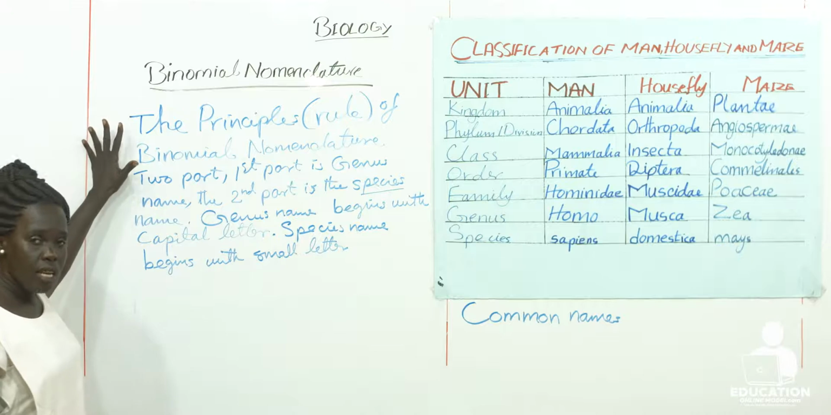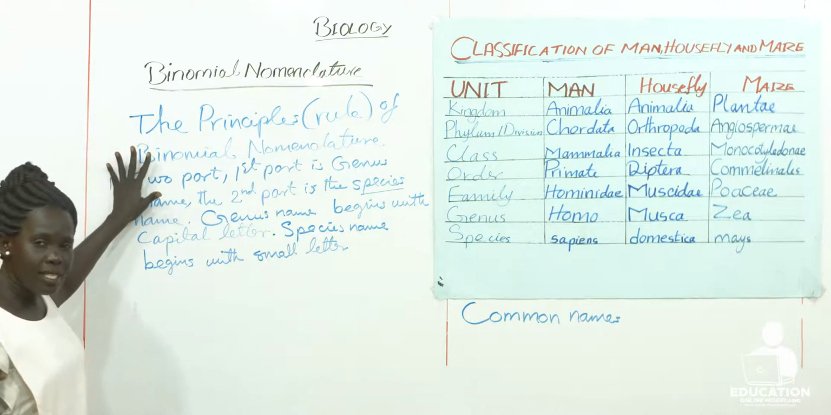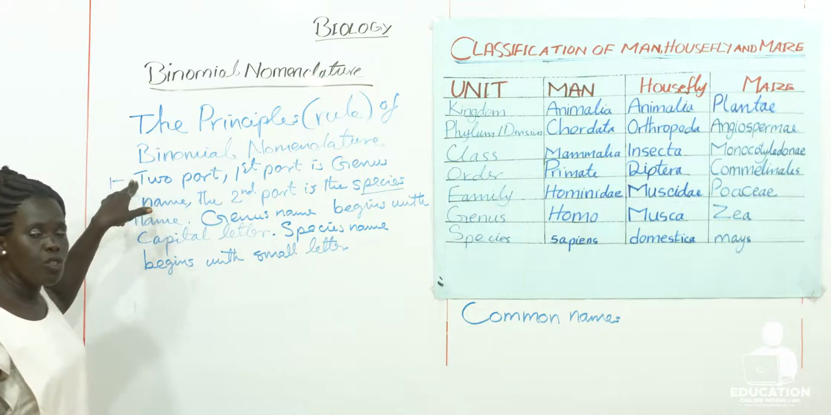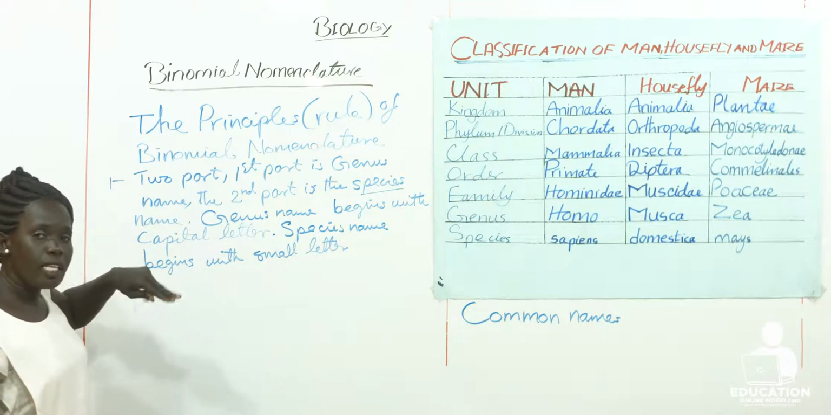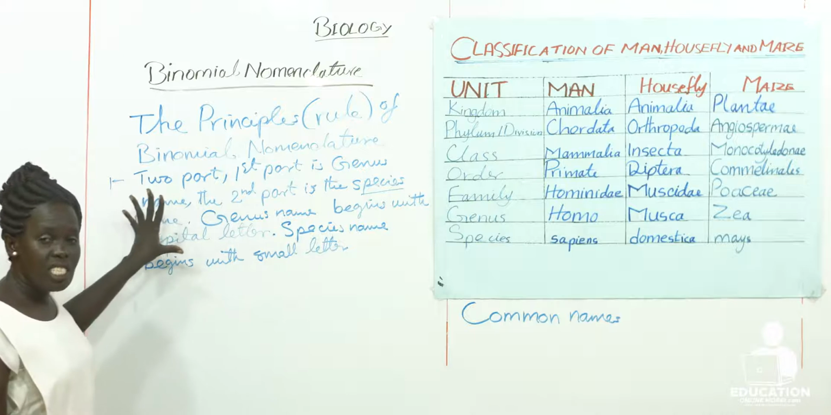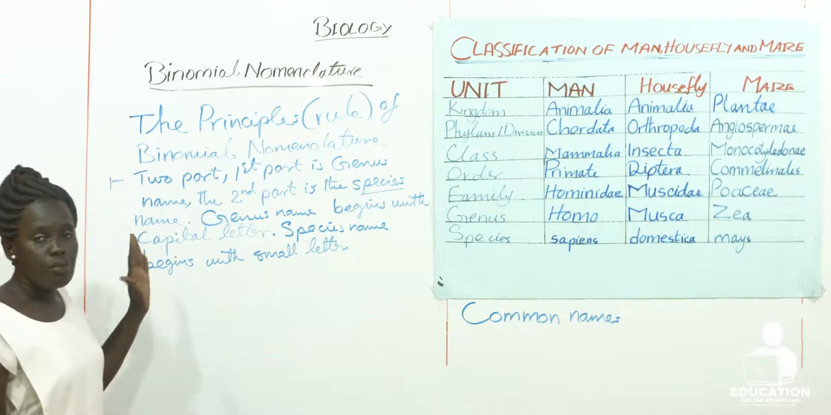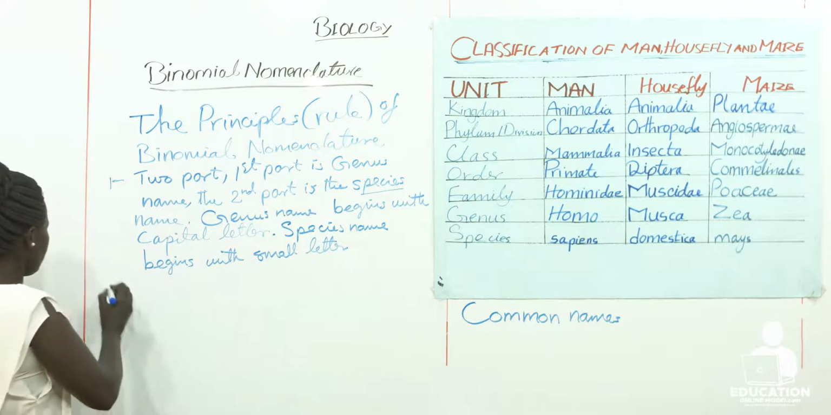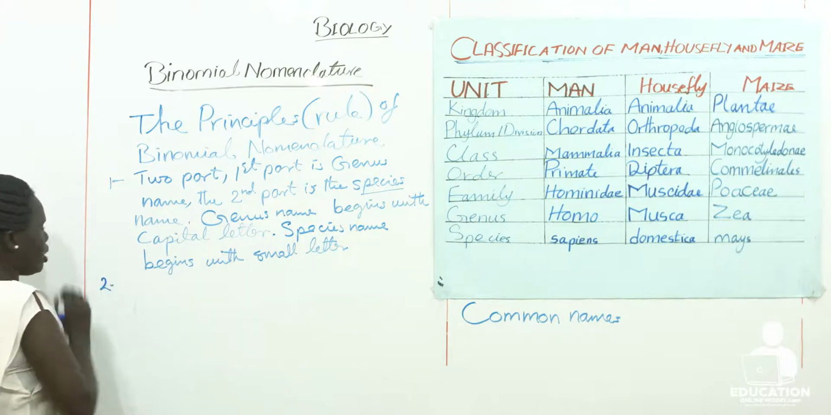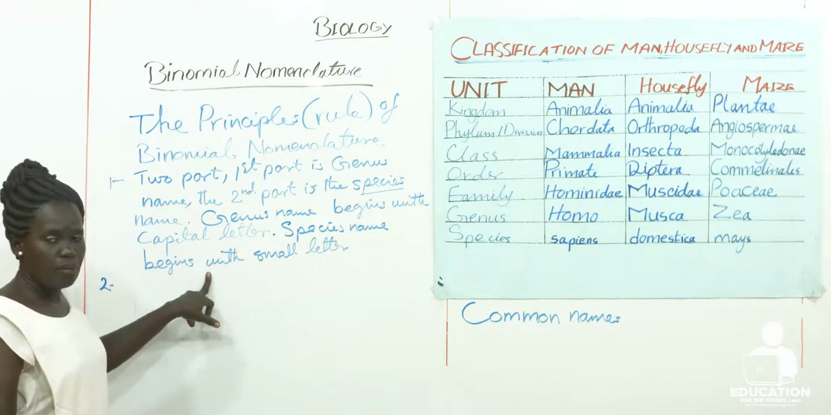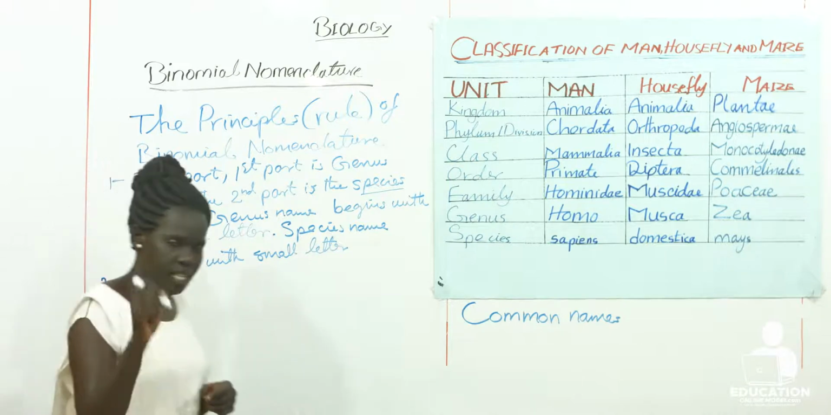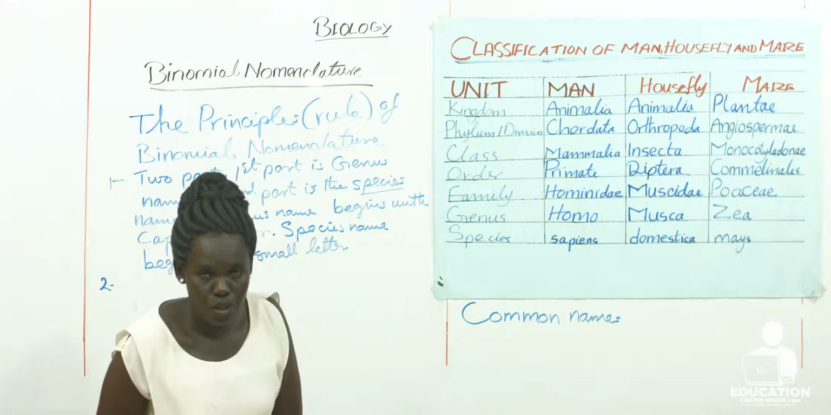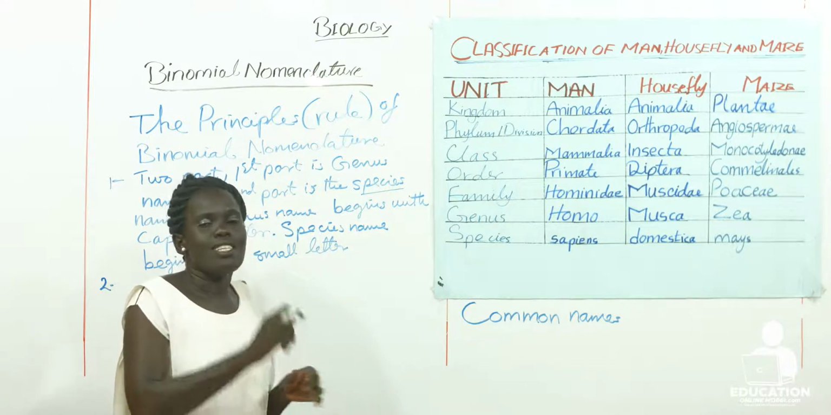The scientific name is made up of 2 parts. The first part is the genus name, which should start with a capital letter. The second part is the species name, which should start with a small letter. Then rule number 2 says, if the scientific name is handwritten, if you are writing it in your exercise book, you should underline them separately.